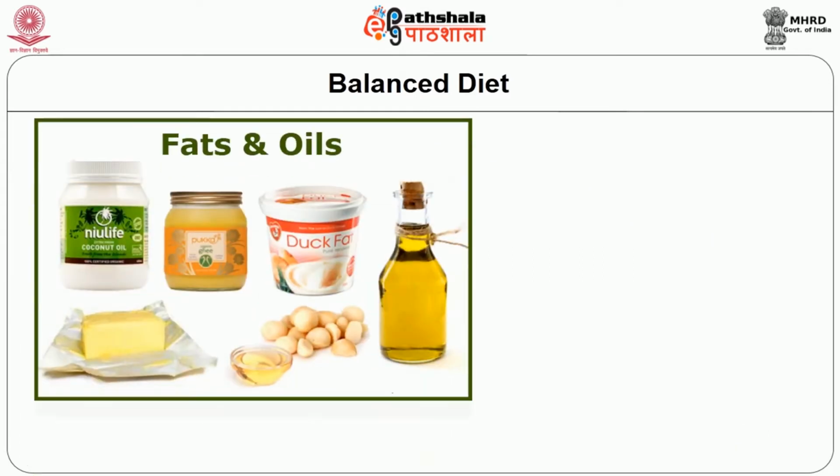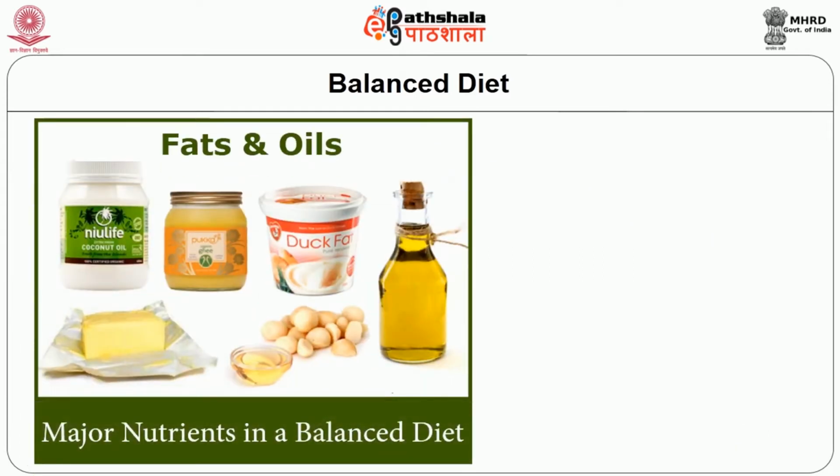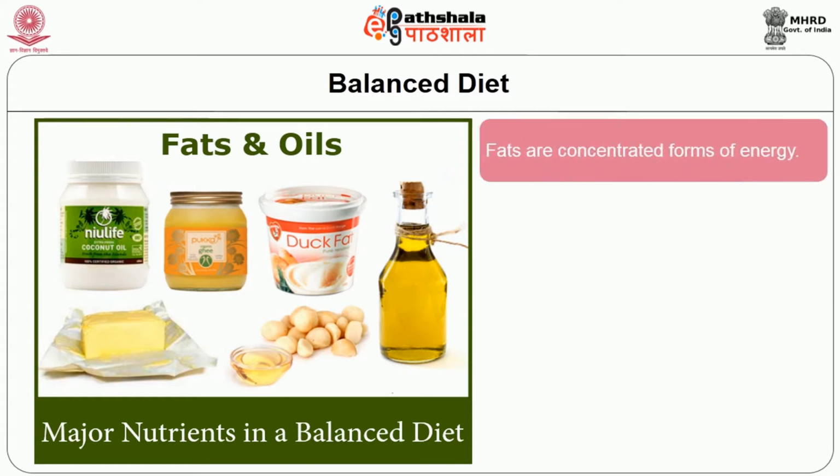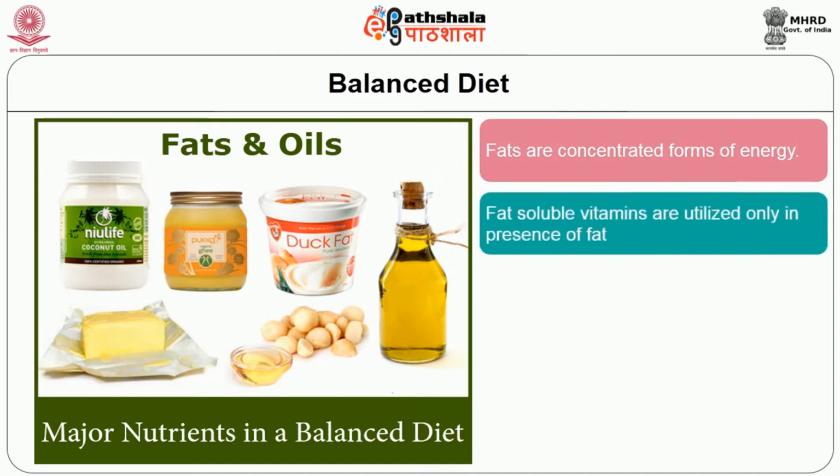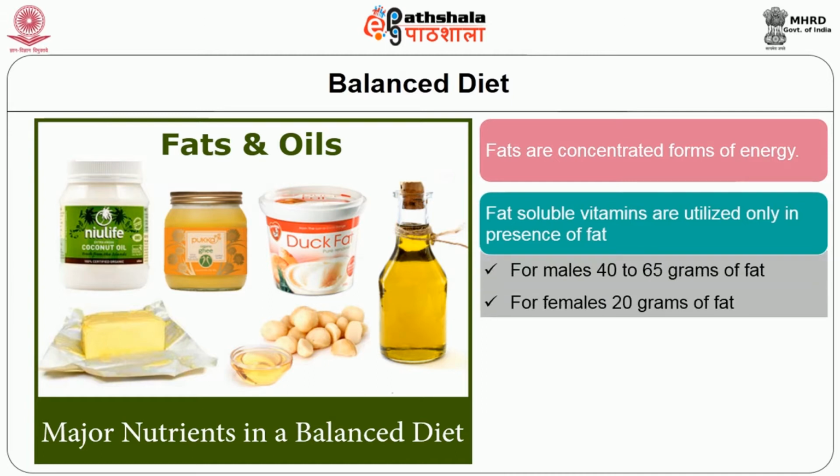The fats and oils are other major nutrients and are a cause of many complications in the human system. The fats are concentrated forms of energy and the fat soluble vitamins are utilized only in the presence of fats. For males, 40 to 65 grams of fat and for females 20 grams of fat is included in a balanced diet in order to meet the energy requirements from fat.